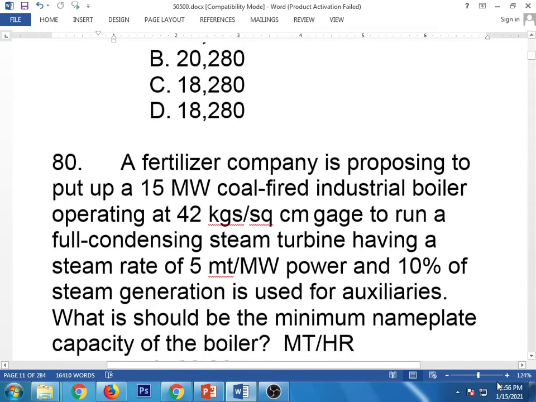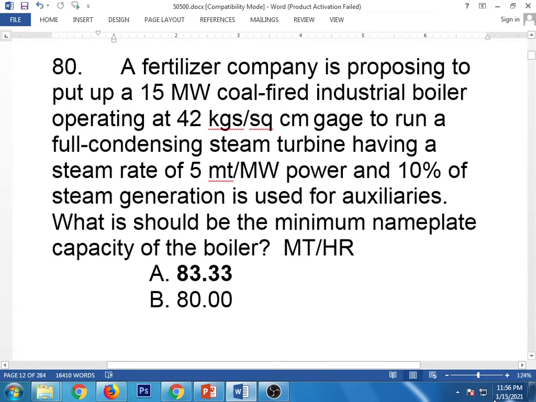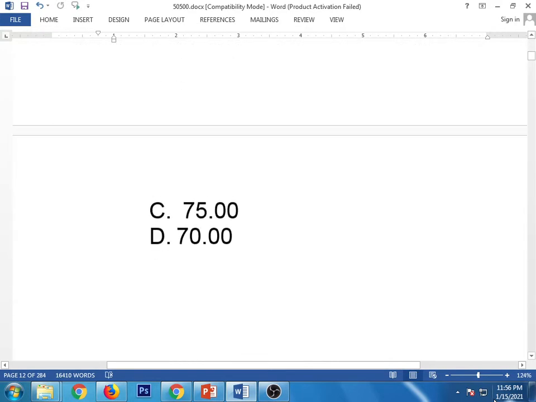17,280. A fertilizer company is proposing to put up a 15 megawatt coal-fired industrial boiler operating at 42 kg per square centimeter gauge to run a full condensing steam turbine having a steam rate of 5 MT per MW power, with 10% of steam generation used for auxiliaries. What should be the minimum nameplate capacity of the boiler, in MT per hour? Answer: 83.33.